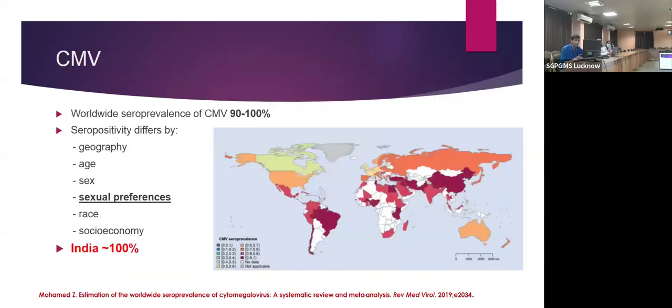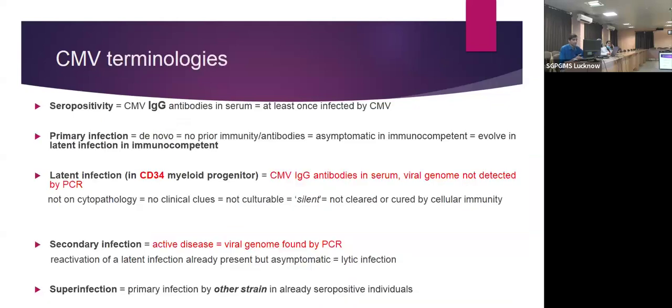The seroprevalence all over the world is 100%. In India, it's 100%. In homosexuals, it is definitely 100%. In the rest of the population, it varies between 90 and 100%. The terms used in CMV retinitis or CMV infections are very important. If you search the literature, these terms are used differently in different papers, and it creates a lot of confusion.